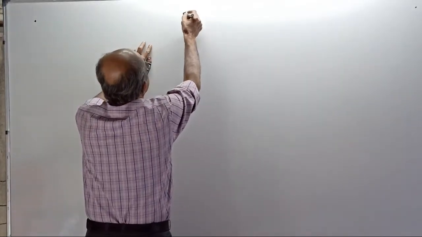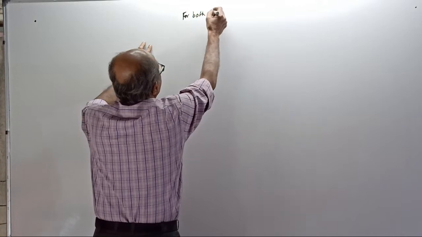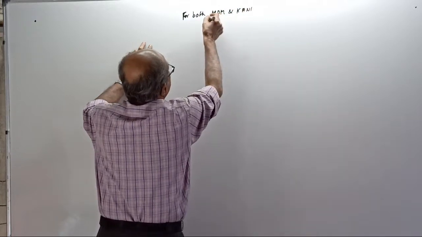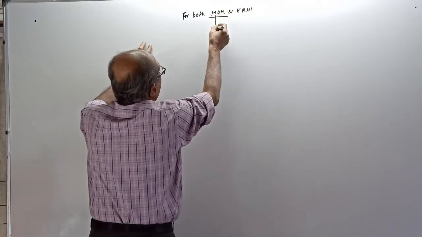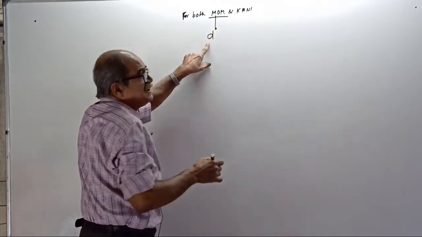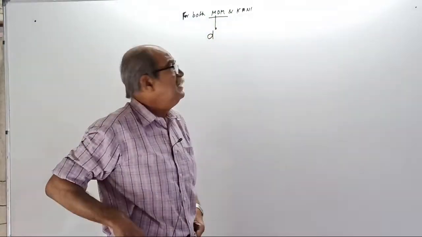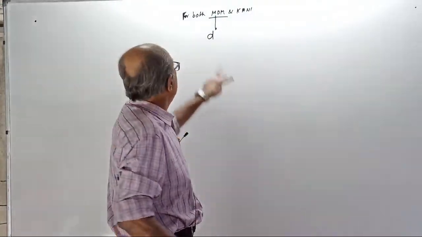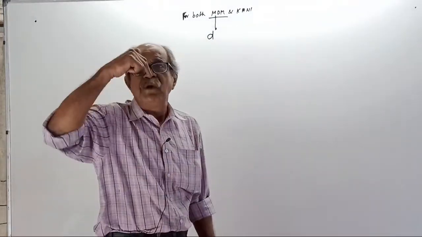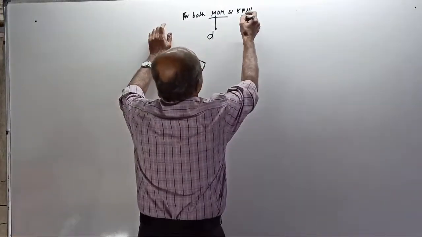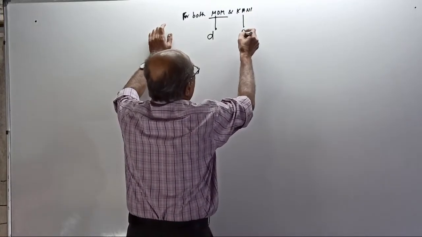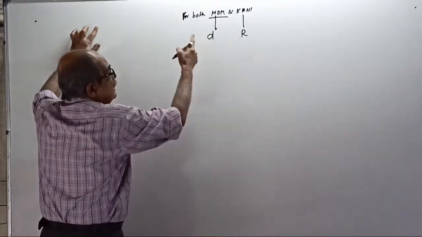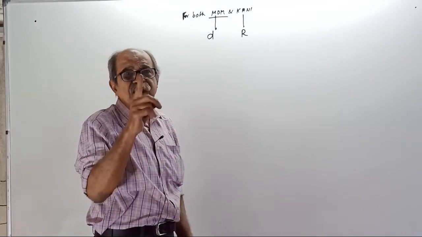For both moment distribution method and also Kani's method, remember, in moment distribution method you require distribution factor D. You should write it. I am not writing what is D, I am telling here. You require distribution factor D. Those who want should write it here. And in Kani's method we want rotation factor R. Now see, moment distribution method, distribution factor; Kani's method, rotation factor.